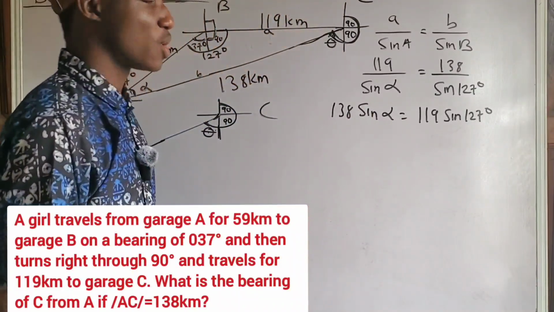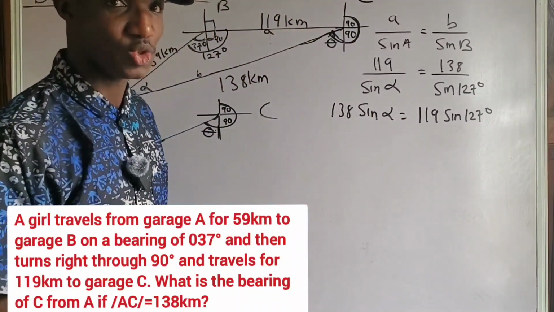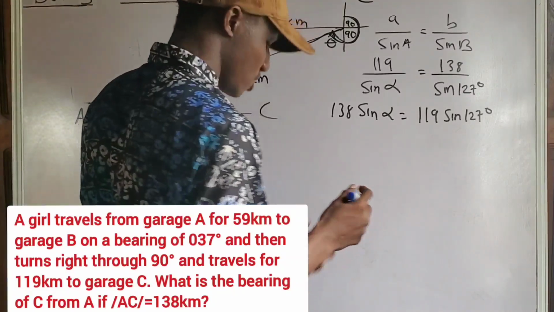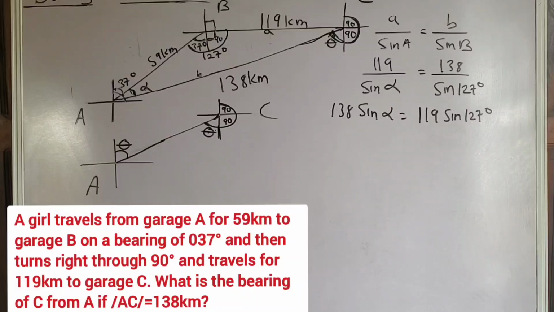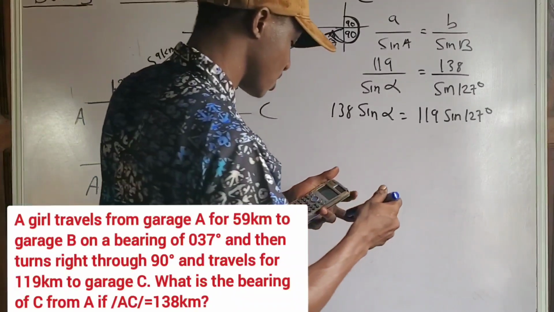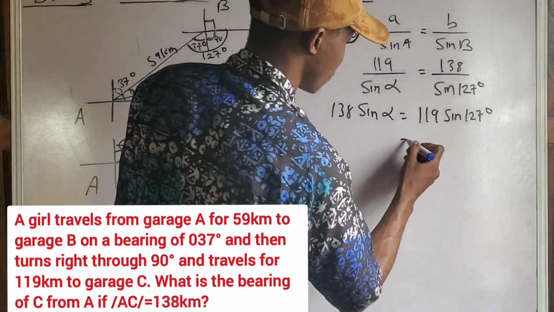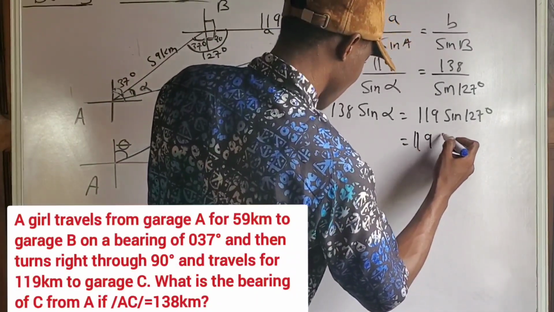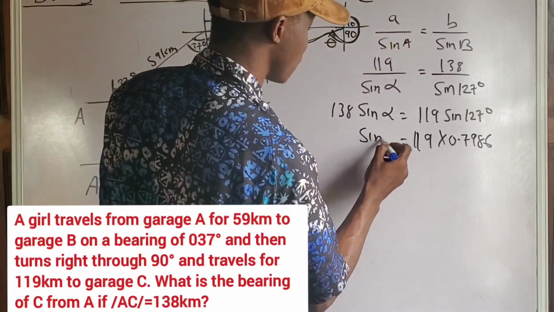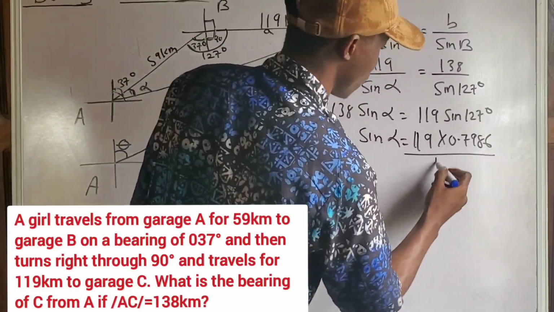Do you understand? What I did here was that I just cross multiply. I've not done anything else. Now, sine, I'm coming. Let me use the calculator here. Sine 127 degree. Sine 127 is 0.7986. So I'm going to have 119 multiplied by 0.7986. Okay, sine alpha, this over 138.